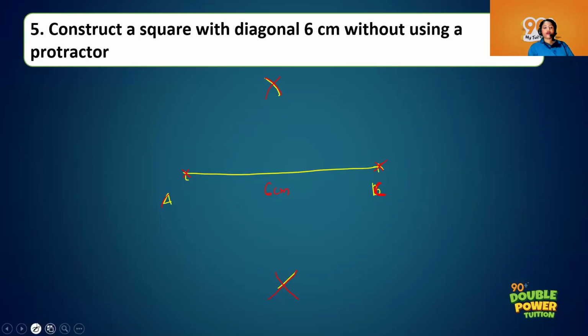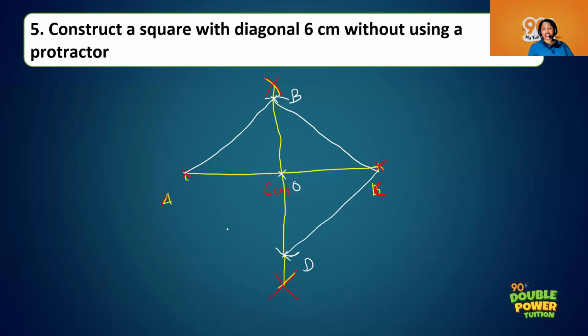Okay, now join these points and mark this point as O. Now take half of 6 centimeter, that's exactly 3 centimeter, in the compass, and draw an arc like this and name it BD. Give point name B. Now join AB, BC, CD and AD. You will get a perfect square.